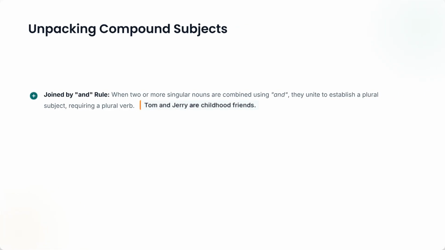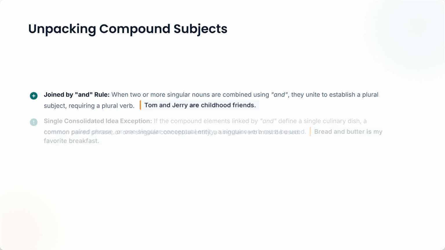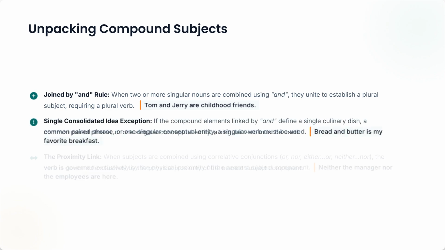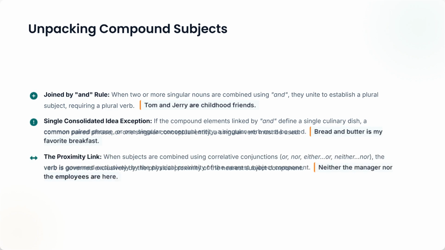Compound subjects joined by and are generally plural. However, a single idea exception applies when the elements define one singular entity, like bread and butter is my favorite breakfast. With correlative conjunctions, the verb agrees with the closest subject component.